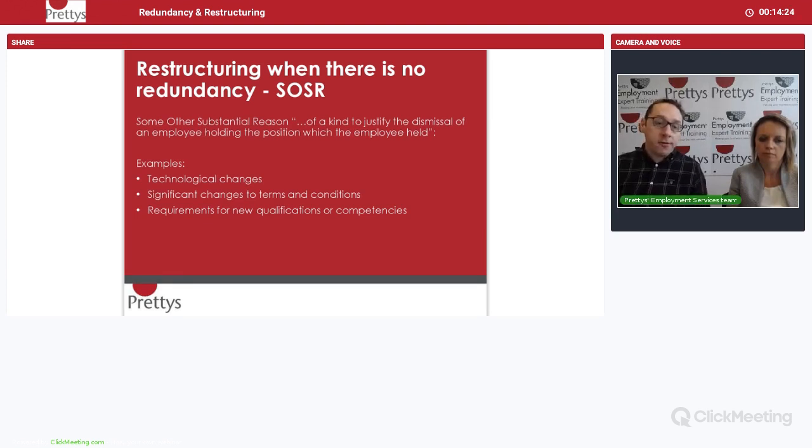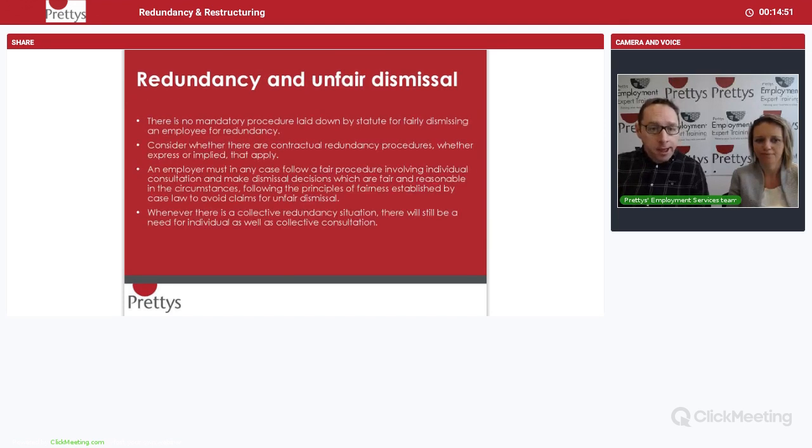Or we may just find that there are requirements for new qualifications or competencies for a job. It happened in the financial services market about 3 years ago now, where the level of qualification which various advisors needed increased significantly. Not all of them could get those qualifications, and therefore you were looking at restructuring the workforce, reorganising that workforce, but not a redundancy situation. So again, dear old SOSR comes into play.